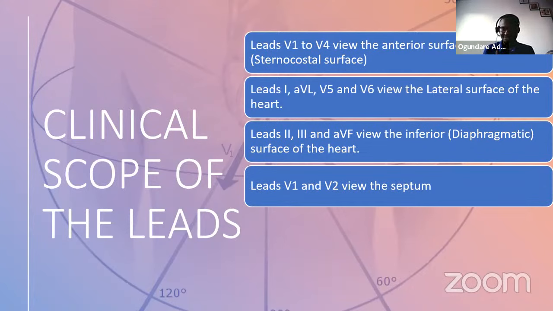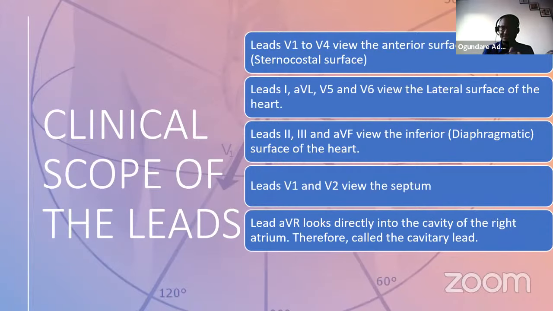There's a bit of controversy about V1 and V2, but it is generally believed that V1 and V2 view the septum, just the septum of the heart. Then AVR is popularly referred to as the cavitary lead. So AVR looks directly into the cavity of the right atrium, and that is where the SA node is.